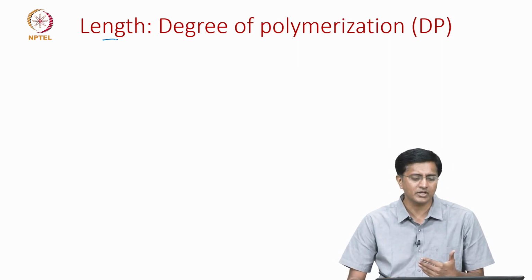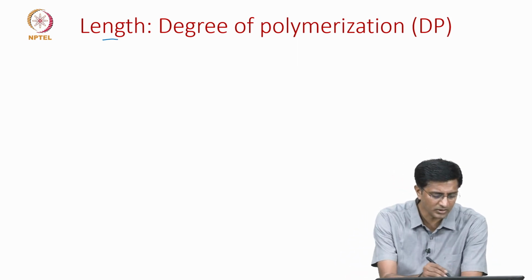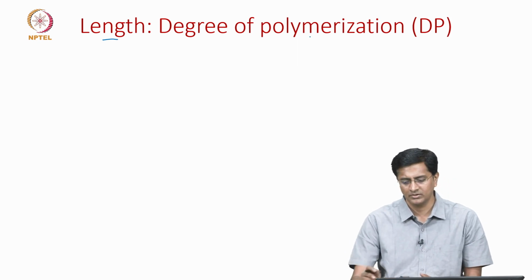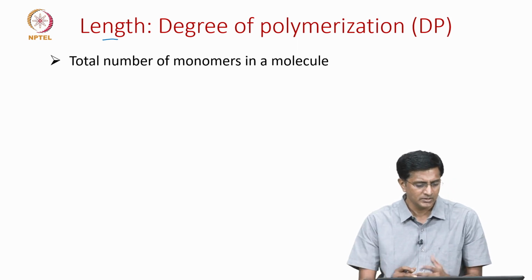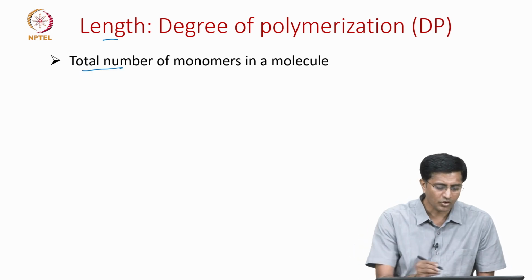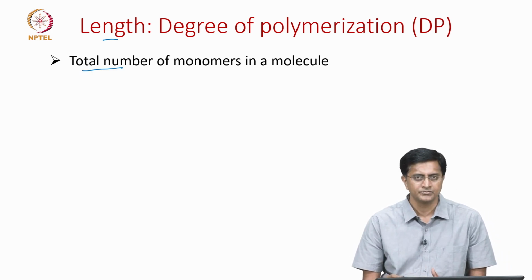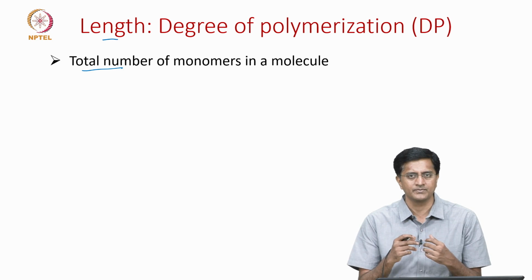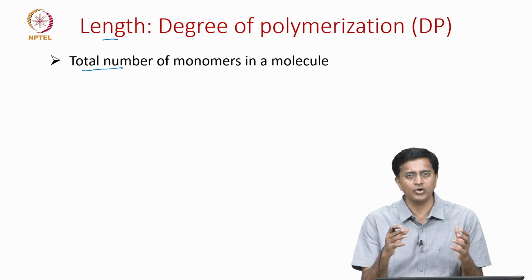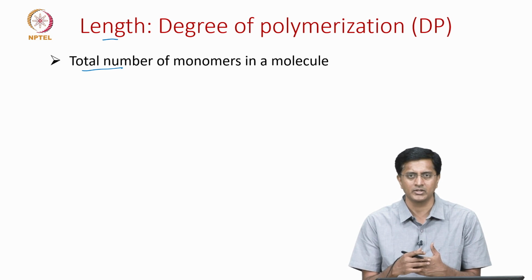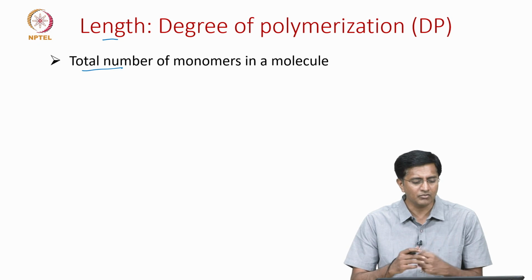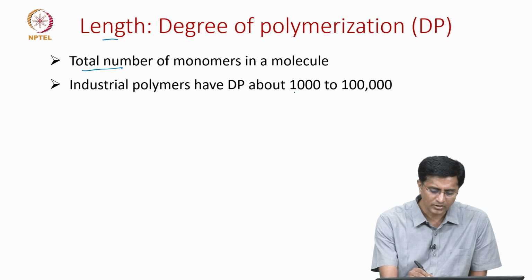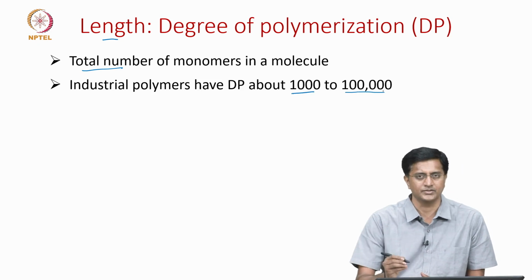The way to describe the length of a polymer is through this term called the degree of polymerization. First, let us see what it means. It means the total number of monomers in a molecule. Polymers, as we know, are an addition of monomers. So, if we have two or more monomers, we should be calling them a polymer. But the question is, in industrial polymers, what is the typical value of this degree of polymerization? It turns out it is about 1000 to 100,000.